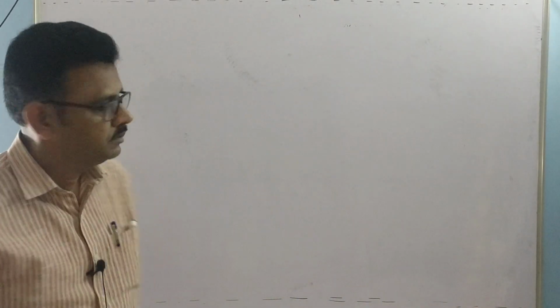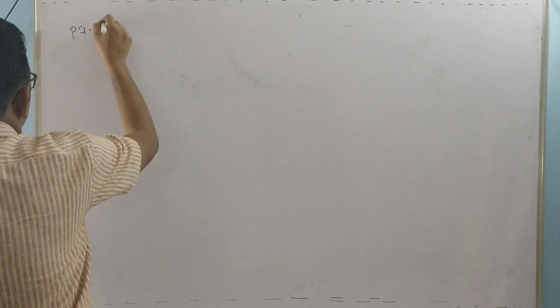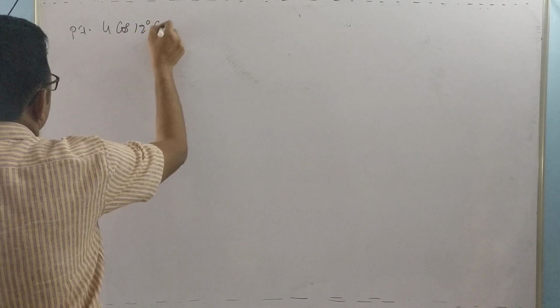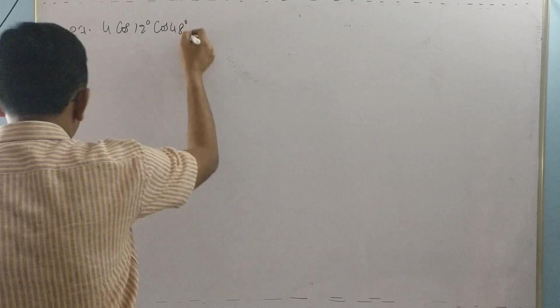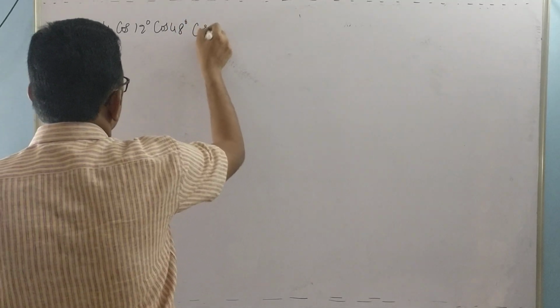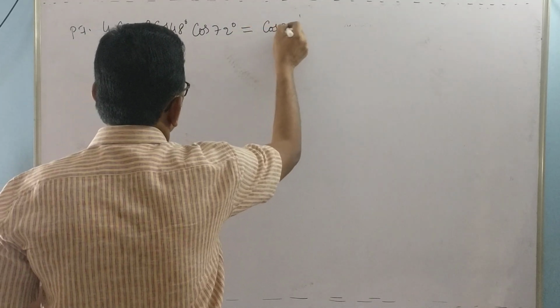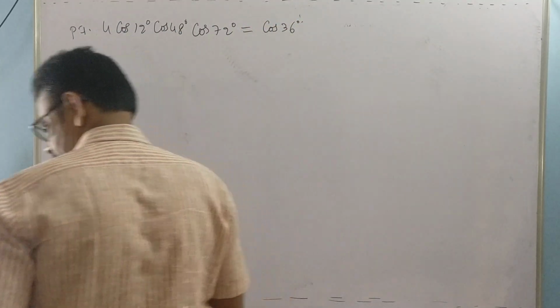Next one, prove that 4 into cos 12 degrees into cos 48 degrees into cos of 72 degrees is equal to cos of 36 degrees.